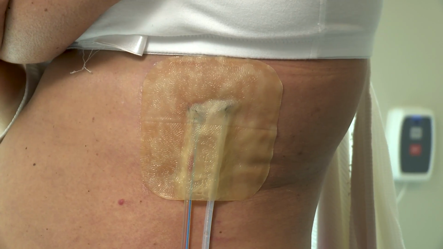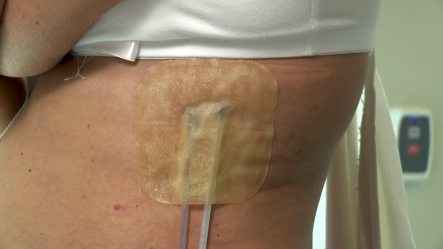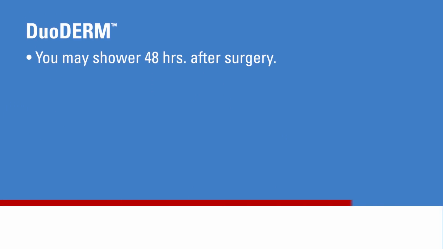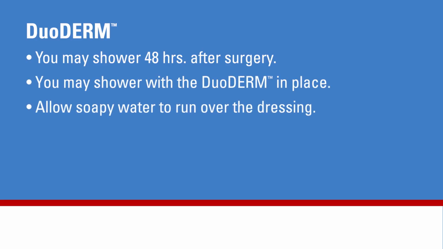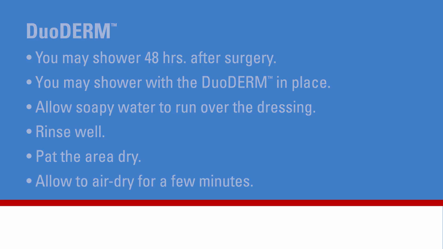DuoDerm is a thin, water-resistant dressing applied to your skin over the drain insertion site at the time of your surgery. You may shower 48 hours after surgery. You may shower with the DuoDerm dressing in place. Allow soapy water to run over the dressing like a waterfall. Rinse well. Pat the area dry with a clean towel. Allow to air dry for a few minutes.